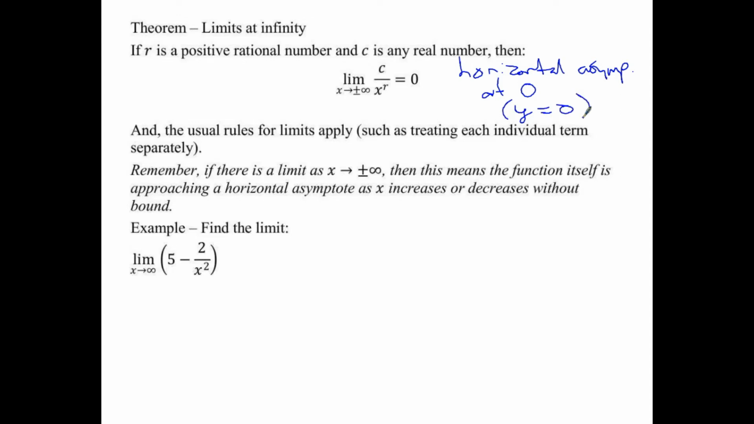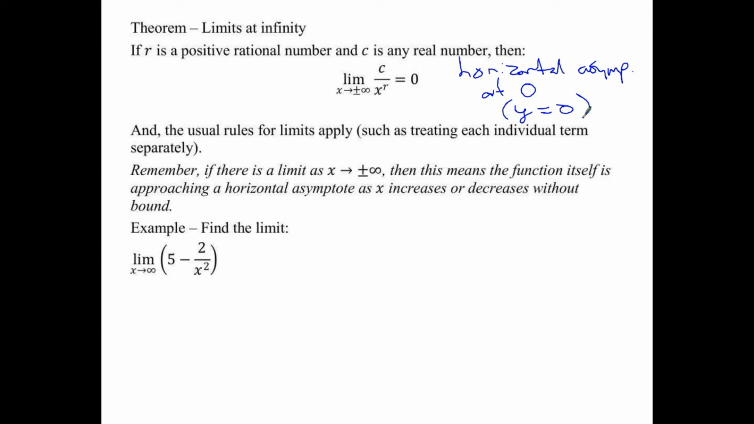So if you have like 1 over x squared, you're going to have a horizontal asymptote, and the horizontal asymptote will be the x-axis. Or if you had like 7 over x to the 5th power, you're going to have a horizontal asymptote at the same location. Or 22 over x to the 63rd power, okay? You're going to have a horizontal asymptote on the x-axis. The usual rules for limits still apply, such as treating each individual term separately. All of the rules for limits that you learned before still are active here.